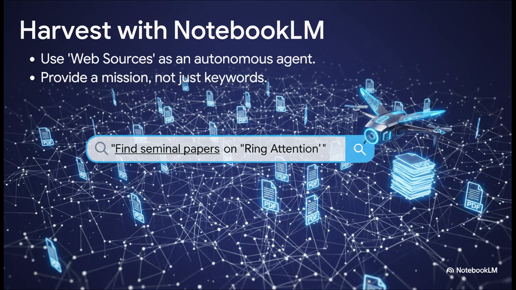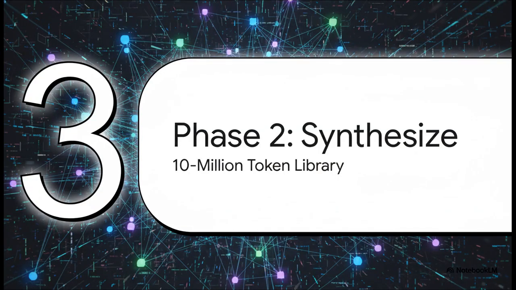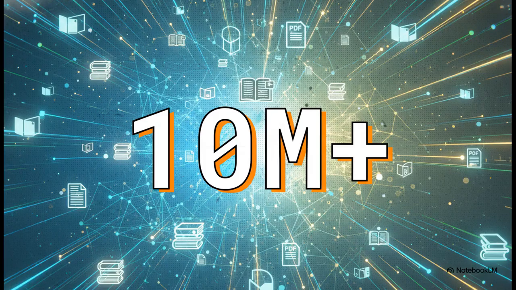It's a game changer. So once you've harvested all your sources, or maybe you just uploaded your existing library from Zotero, we get to phase 2. Active synthesis. This is where we get to go way beyond the limits of our own human working memory. And this is all possible because of a massive, massive technological leap, a context window of over 10 million tokens. Now, to put that into perspective for you, that's like being able to hold the entire Lord of the Rings trilogy in your working memory all at once. It means you can upload dozens of PDFs, entire books, whatever you have, and the model can reason across every single word on every single page of every single document simultaneously.